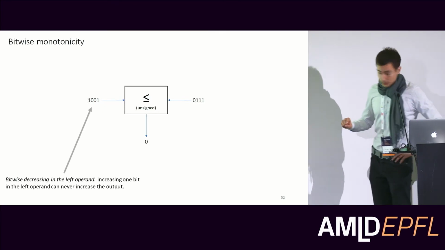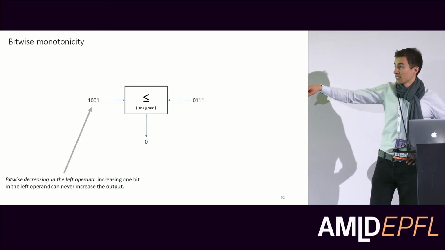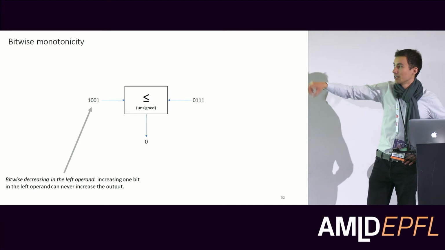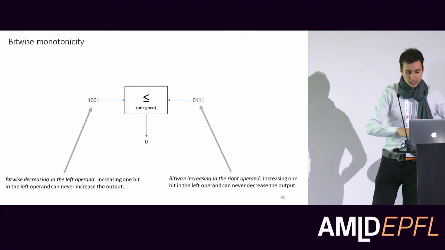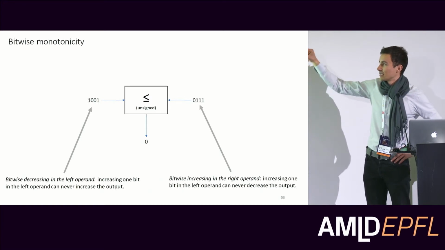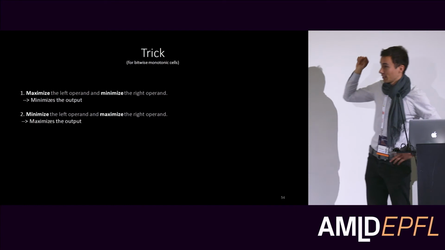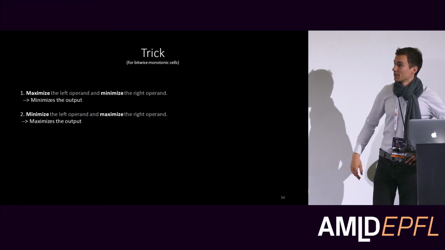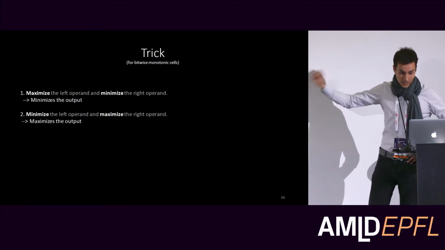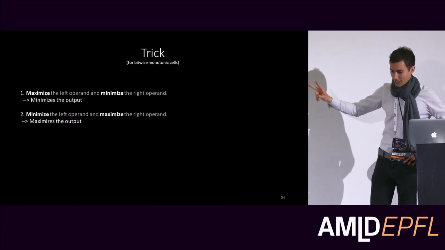Actually, we know that if we increase on the left and the output was 0, then if we increase more on the left, it will still be 0. On the right side is the opposite, of course. If you decrease the right side, then it will still be 0. And actually, you can use this property to make exactly the trick that I showed. So you maximize the left, and you minimize the right. You minimize the left, and you maximize the right, which makes two replicas.